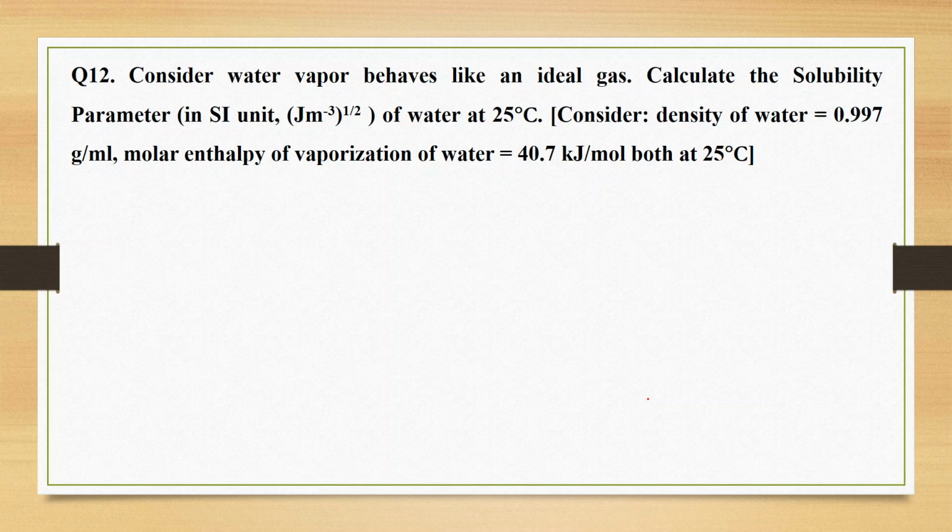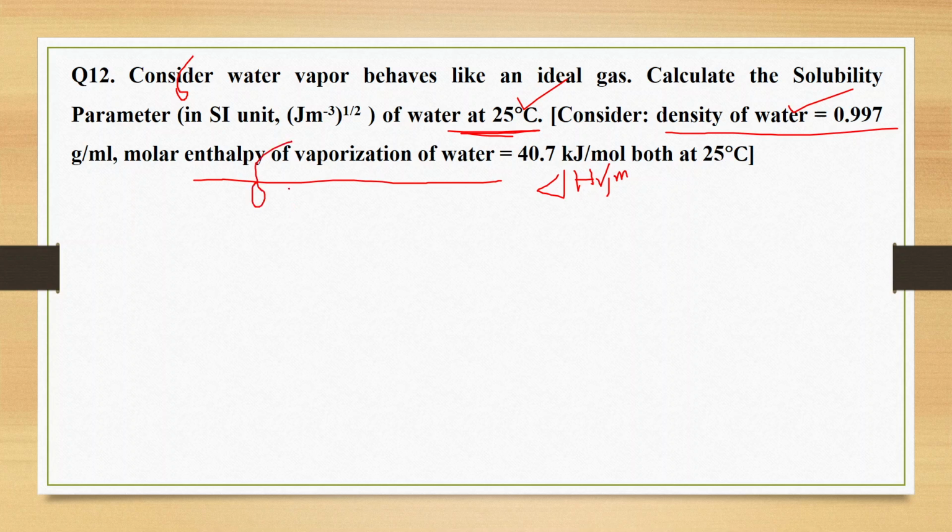It states, consider water vapor behaves like an ideal gas. Calculate the solubility parameter, I mean delta. You have to calculate delta of water at 25 degrees centigrade, and the values we are provided with are rho and the molar enthalpy of vaporization for water, I mean delta H and Vm. These values are given, temperature is provided, density is provided. You need to calculate the value for delta considering it as an ideal gas.